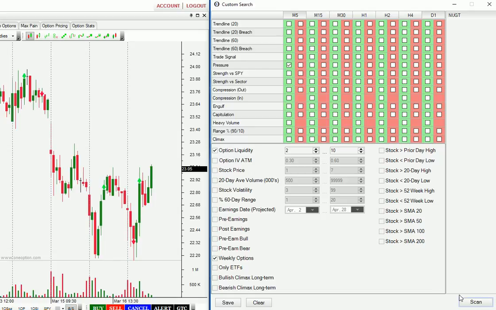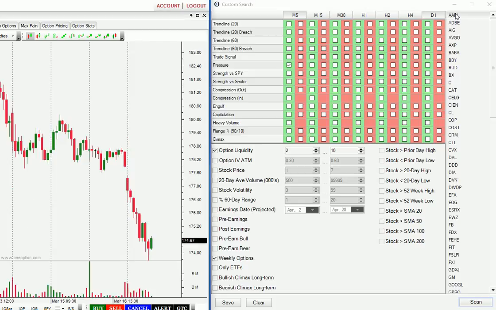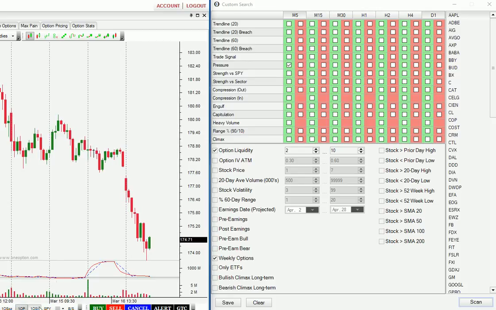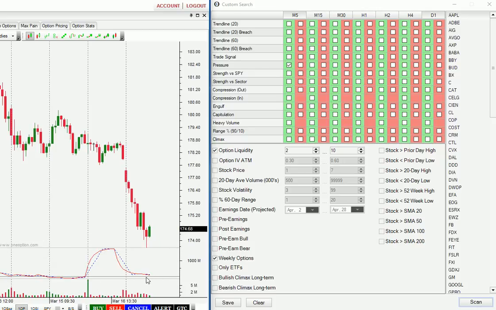Pressure. So we're looking for bullish pressure. Apple's the first stock on the list, and I'm going to click 10P. And this is my pressure indicator. And so here, it's a little bit hard to see, but the red line is above the blue line.